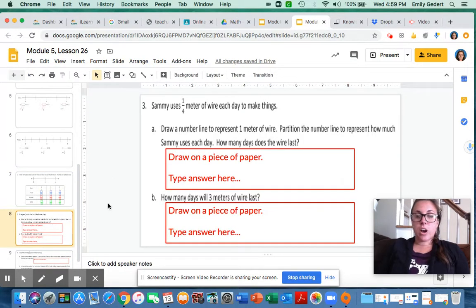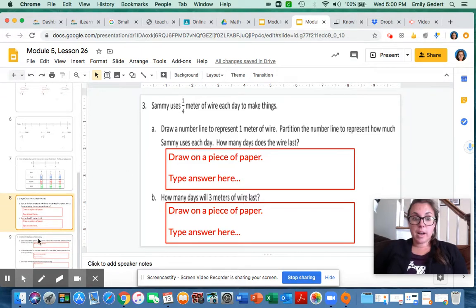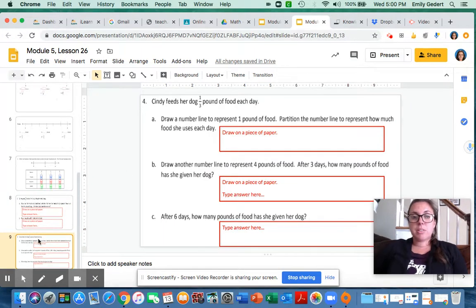Slides 8 and 9 are word problems to go along with the fractions. You will need to draw the number lines on a piece of paper and then just type your answer here. So you're going to figure out how many days the wire would last if he's using 1/4 of a meter every day. And then how many days would 3 meters last? So again, bringing that multiplication or skip counting in here is definitely going to help. Watch that video.